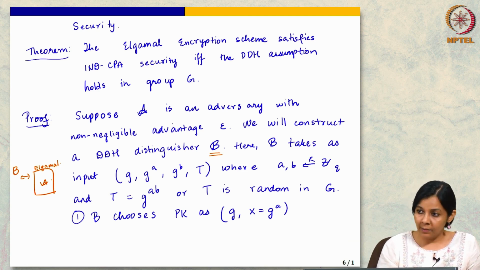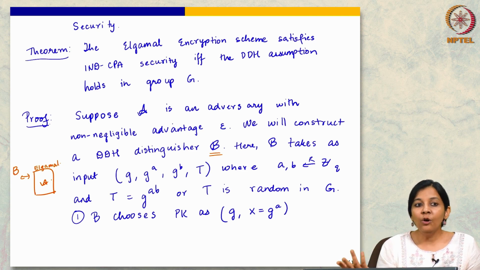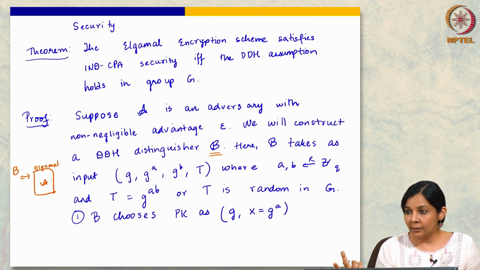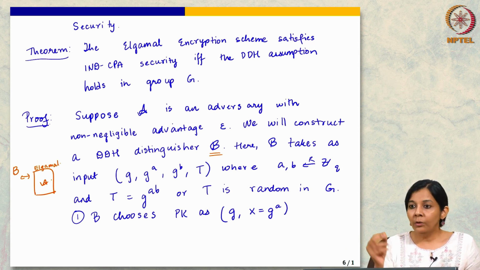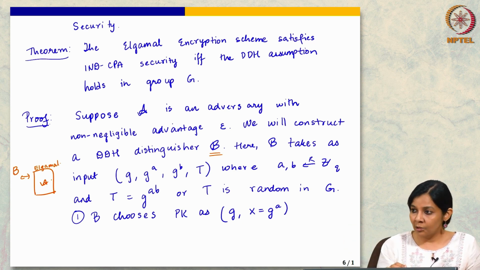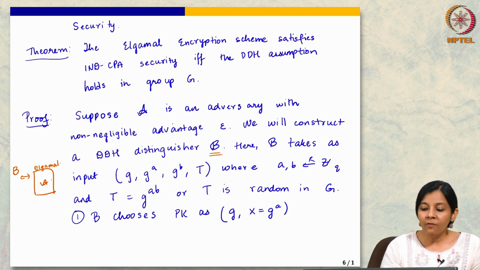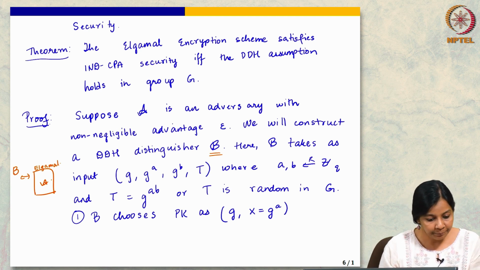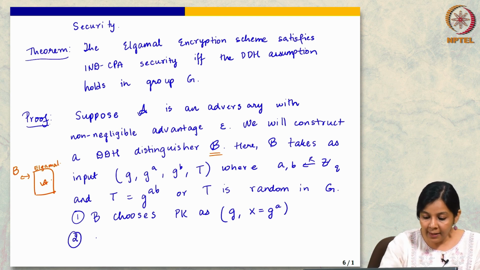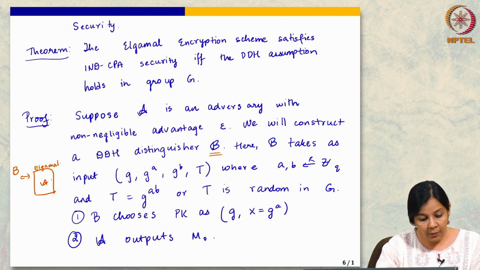If I myself knew the secret key, then I could not use the attacker in any useful and intelligent way. Does that make sense? I want to use the attacker to solve the DDH problem, so it better be the case that I do not already know the solution to the DDH problem. It better be the case that I cannot compute this discrete log. So, B will choose this as the public key. Now, as a next step, A outputs some M0 and M1 which are in G.